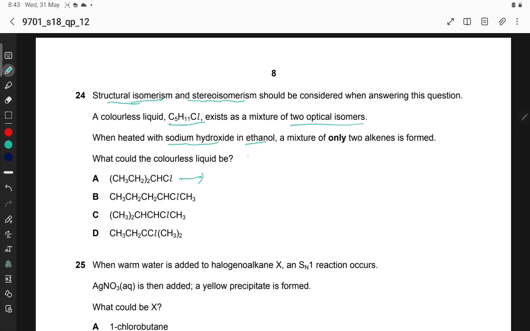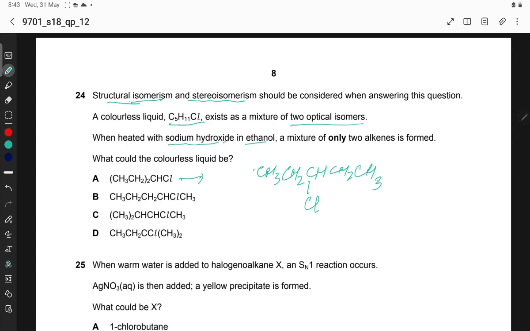So, CH3CH2CH2CH2, 1, 2, 3, 4, and CHCl, I mean to say this compound is like this: CH3CH2CHClCH2CH3, and Cl is there.